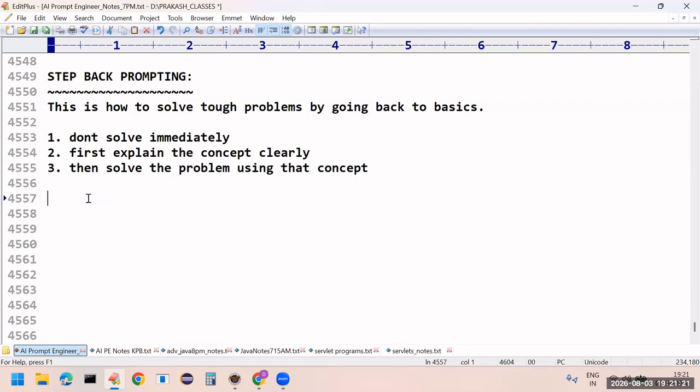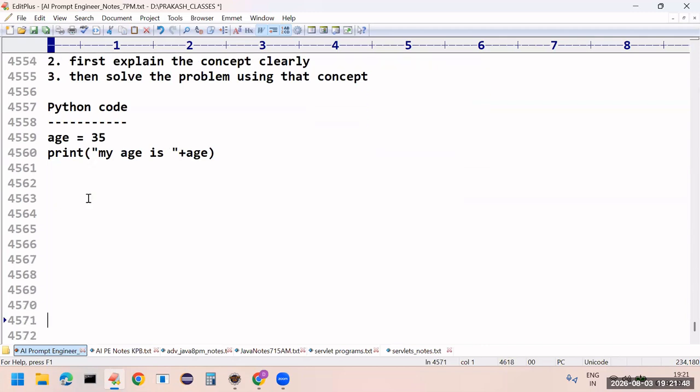Suppose consider one simple Python code. I will write this Python code, and you have to tell whether it is correct or not. I am giving the age of the person as 35, then print "my age is" plus age, like this. Can you please tell me, is this code valid or invalid?